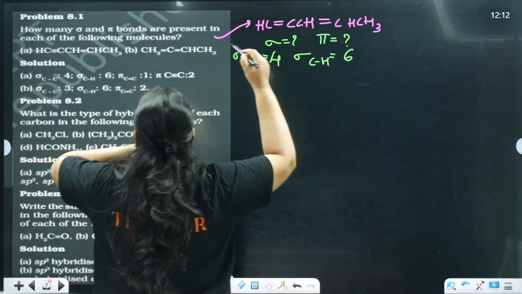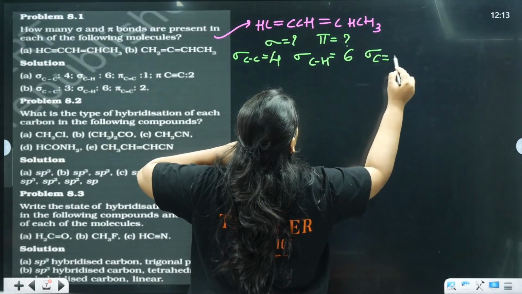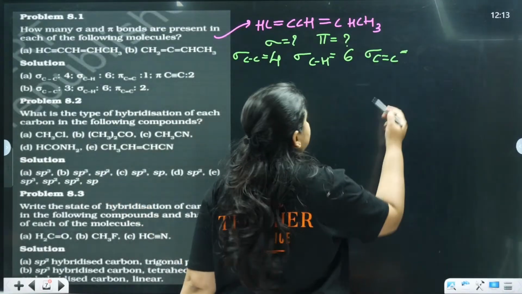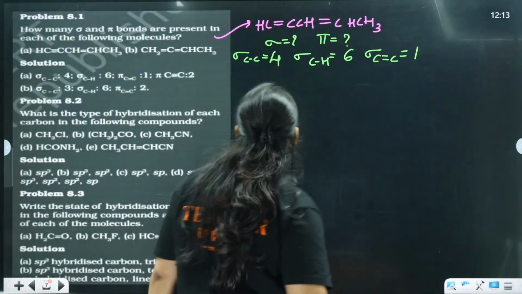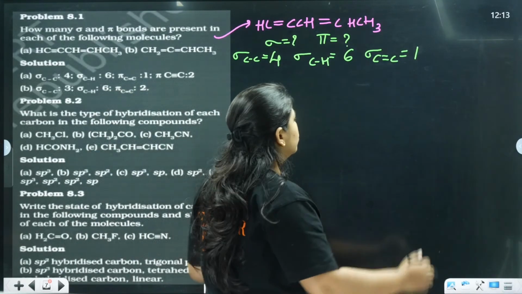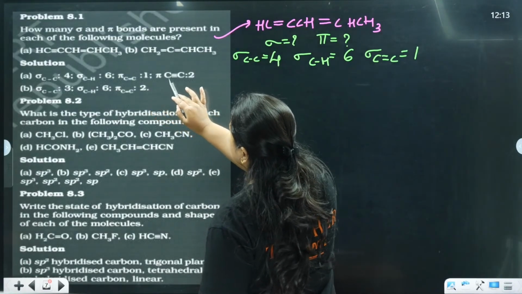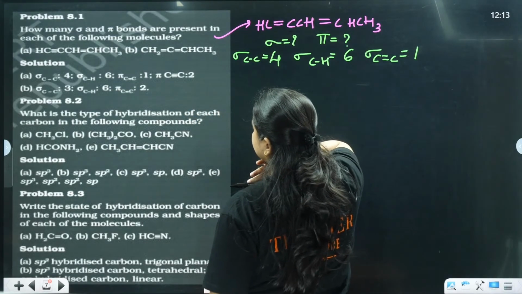CH bonds are done, now C double bond C. How many double bonds are there? C double bond C. Okay. In C double bond C, almost 1 is there. Okay. Almost 1. I'll write it as 1. Next comes C double bond C. That is going to also be 2. Clear? Here pi is 1. Then pi C, that is going to be a double bond. How much is there? C is equal to 2:1.